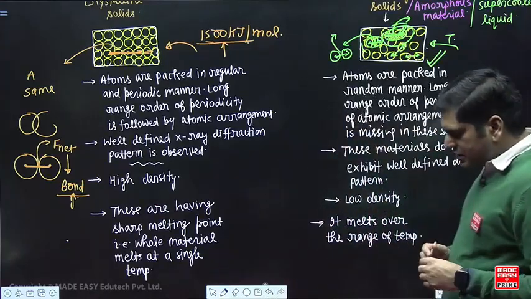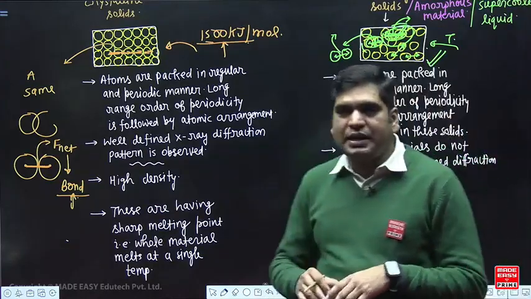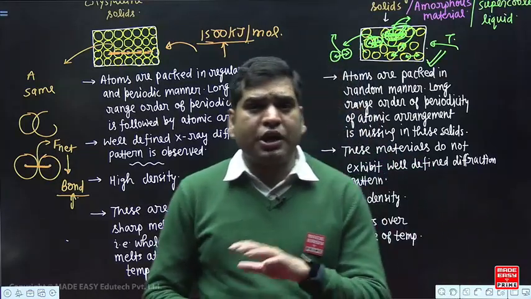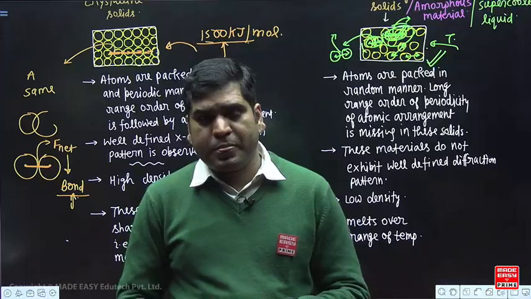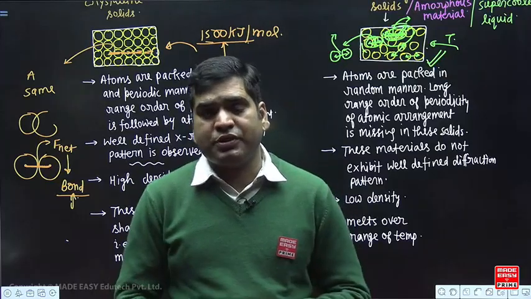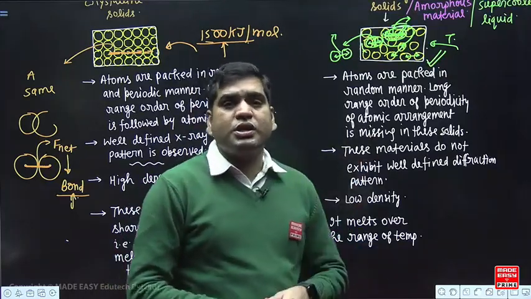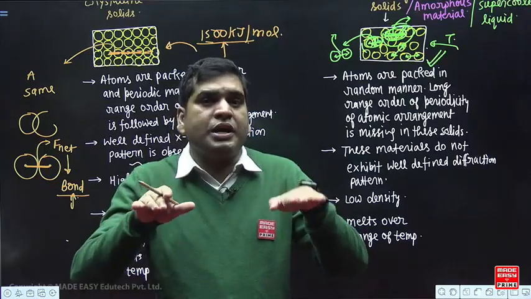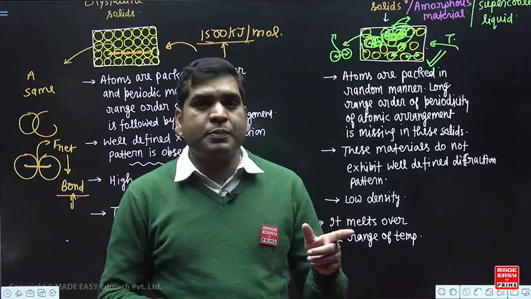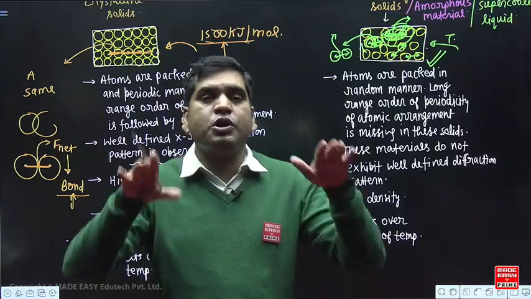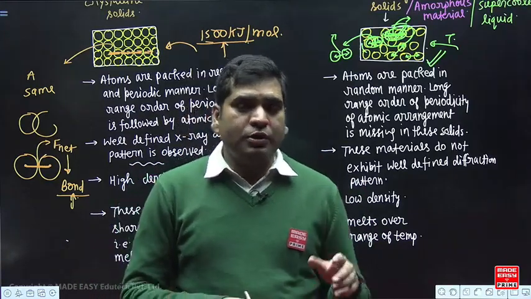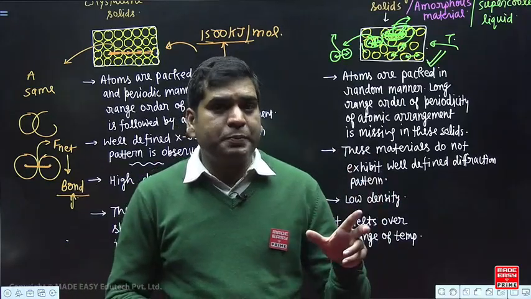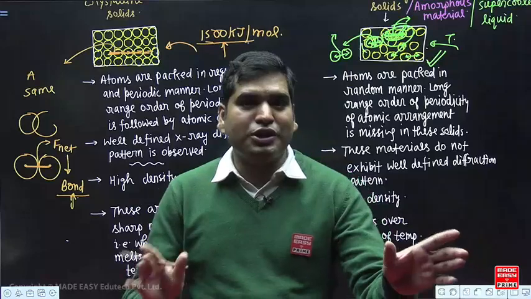Now the second thing is, someone asked why we call amorphous materials supercooled liquids. Actually, liquids do not have any periodic arrangement of atoms. Liquids have random arrangement of atoms, and these non-crystalline solids also have random arrangement of atoms. So from the atomic arrangement perspective, amorphous solids and supercooled liquids are both identical. The only difference is liquid can flow but solid cannot flow.